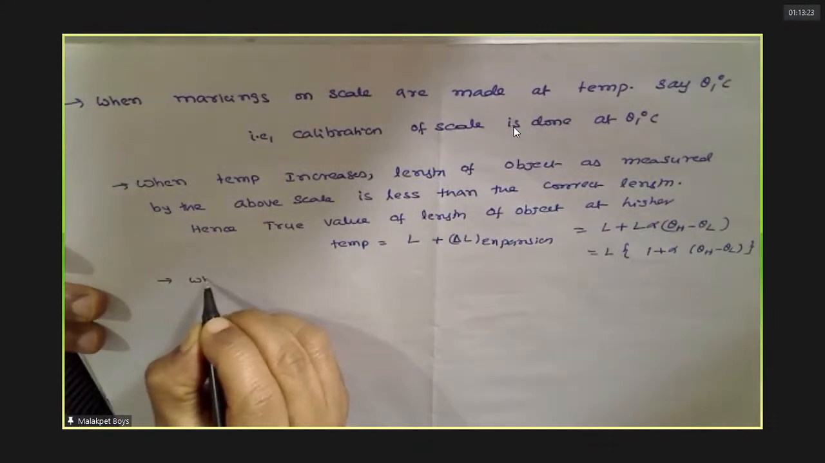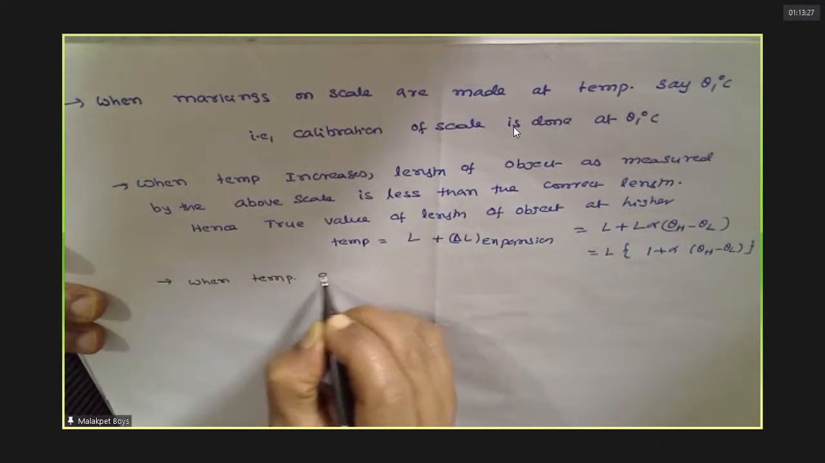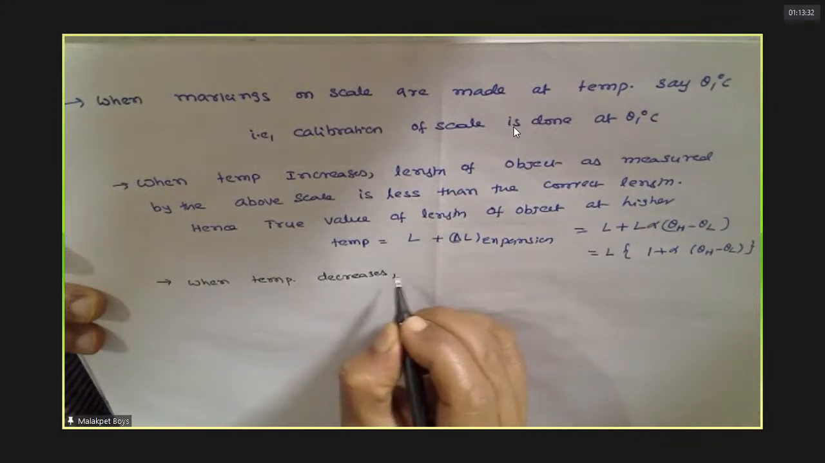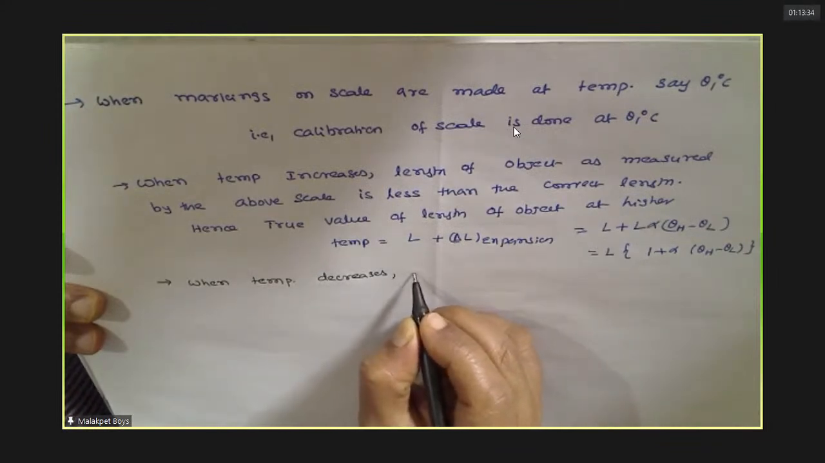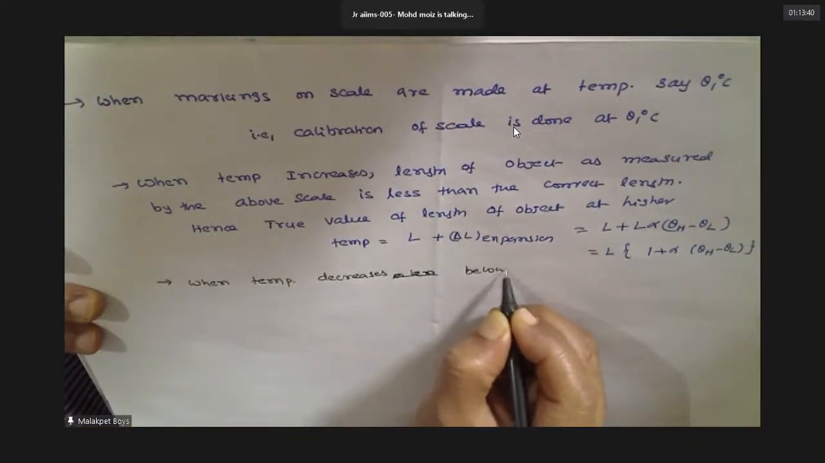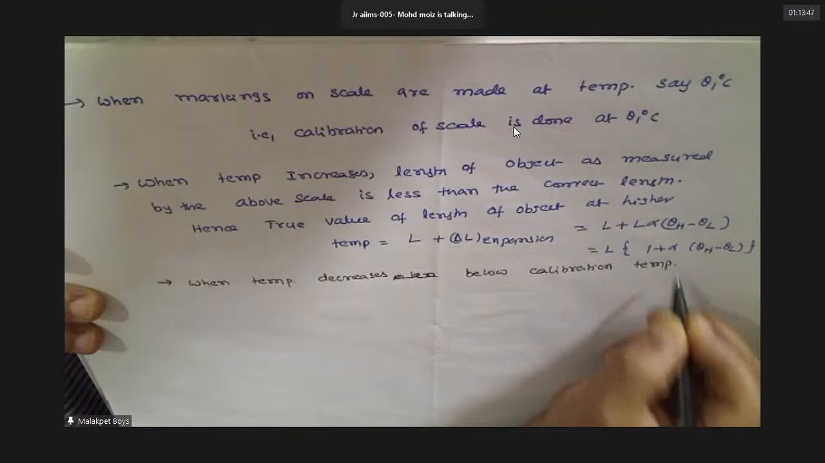When temperature decreases, then what happens? The length of an object as measured by the scale is more than the correct length. L minus L alpha delta T.